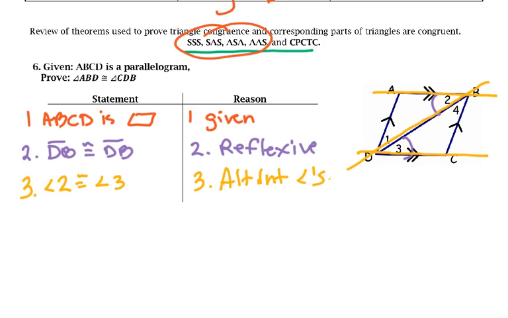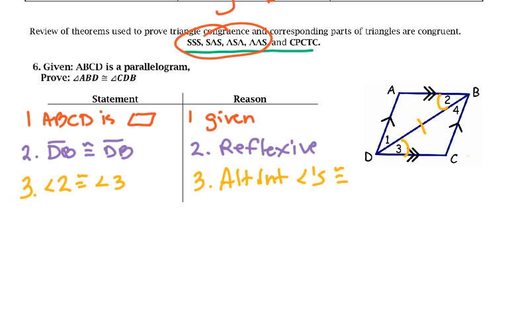Whoops, let me erase that so I have room. Alternate interior angles are congruent. Okay, now I'm going to erase the markings I've got here so I can mark what I know. So far I know that this angle is congruent to this angle. I know that this is congruent to itself.